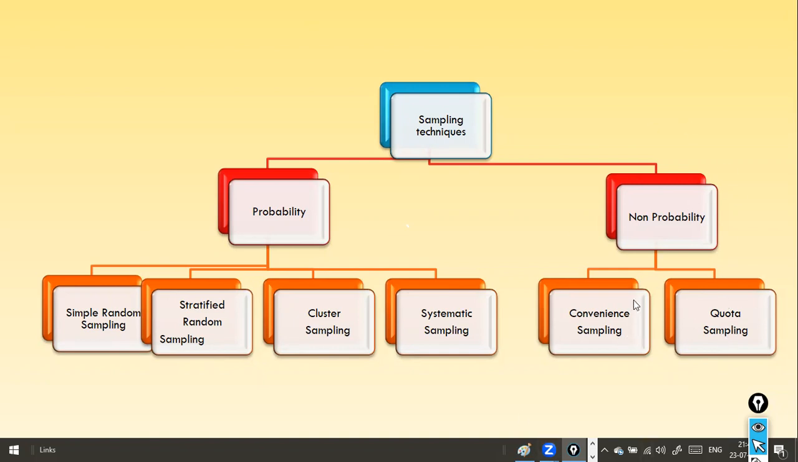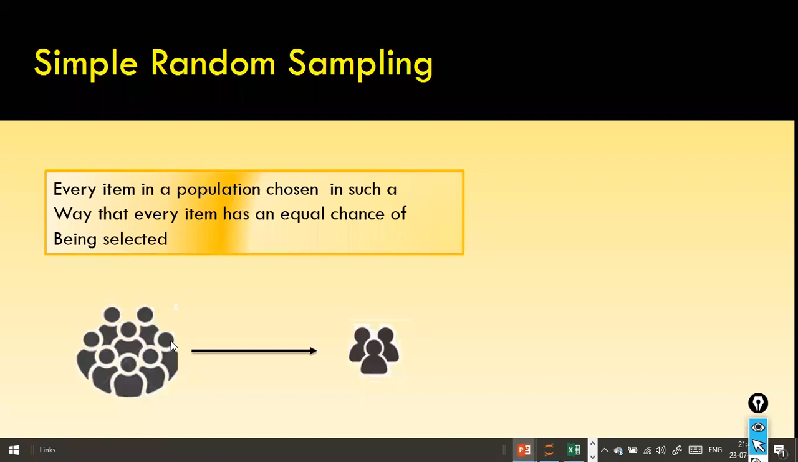I wouldn't recommend these two because it is very time-consuming. We work most of the time with real-time data. Hence, this is not a recommended one. So let us dive into each and every type of these sampling techniques. To start with, let us understand what simple random sampling is.